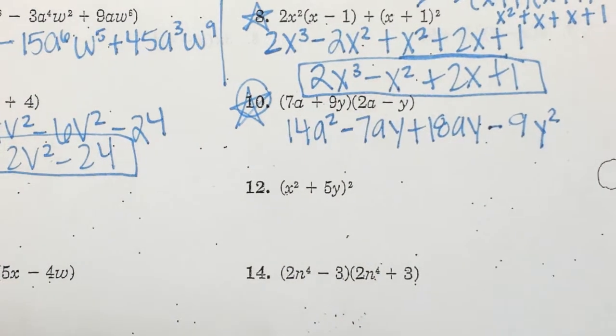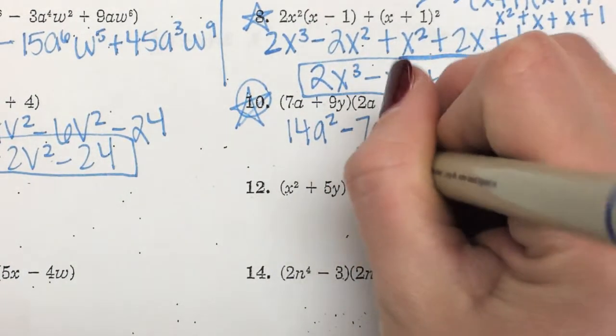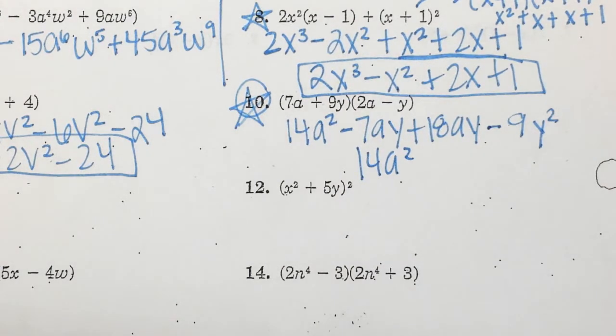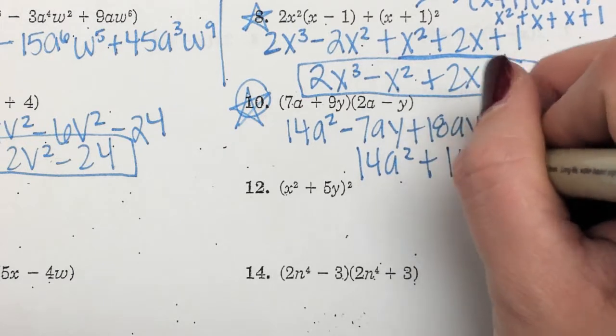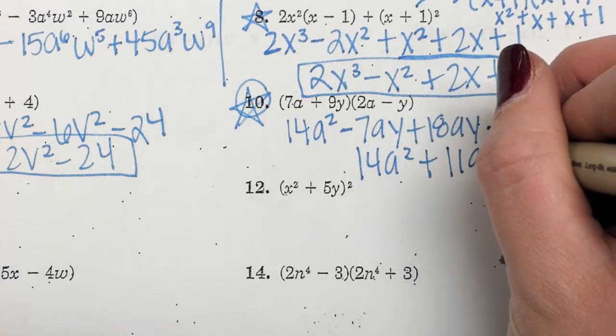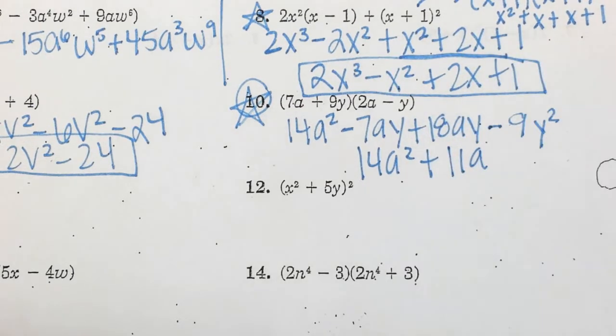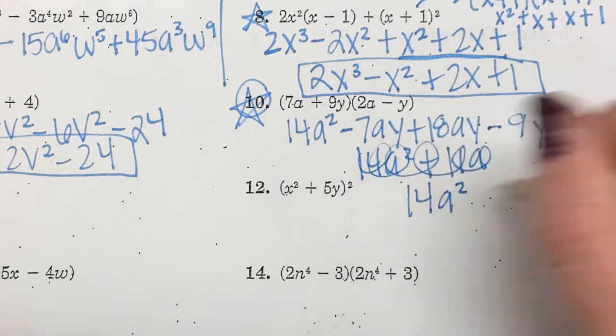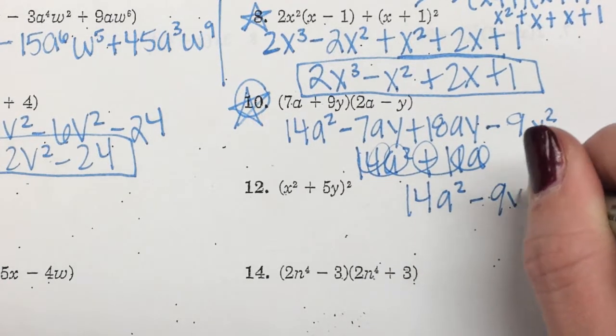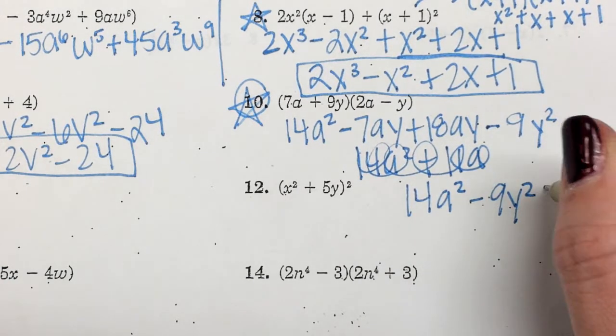Alright, can I leave it like this? No. What's my final answer? 14a squared plus 11ay minus 9y squared. 11ay? No. The square should come first, shouldn't it? Yes. Thanks for reminding me. A squared should come first, then what? Minus 9y squared. And then, plus 11ay. Yes, very good.